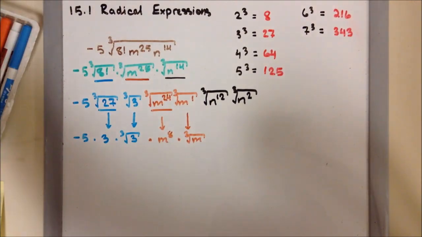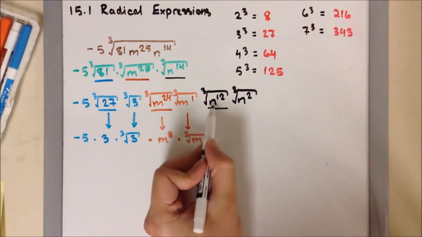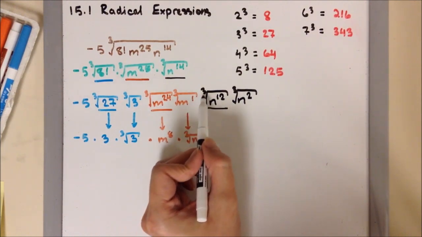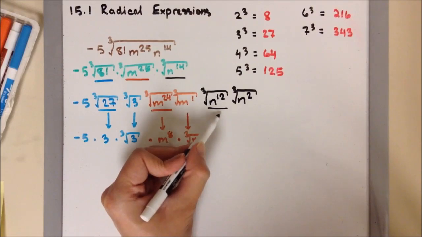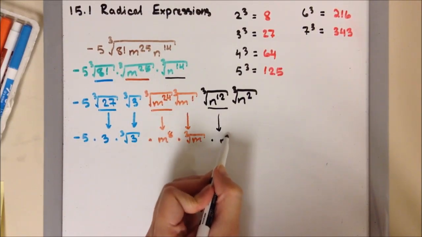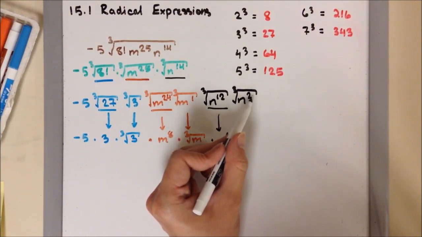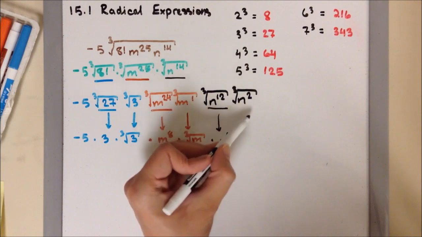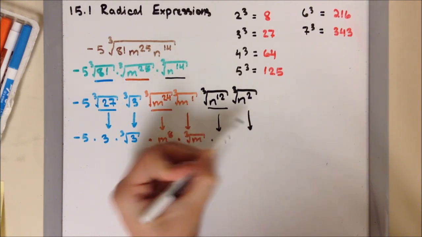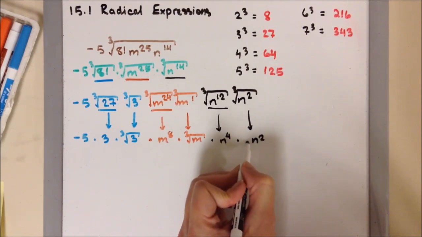Now for the n's part, the first one, you can do the cube root of n to the 12th power because 3 can go into 12 4 times. So we're going to have n to the 4th power. Now the second one, 3 cannot go into 2, the second power, so we're just going to bring down what we have. So that means the cube root of n squared.